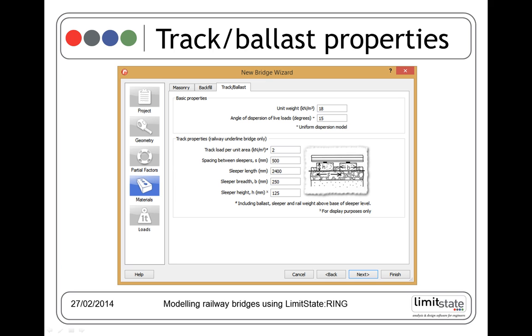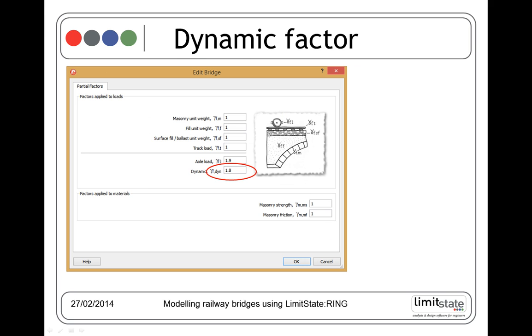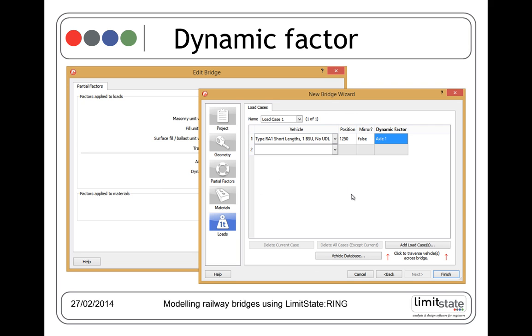Another area where there isn't yet agreement in the railways community internationally is dynamic effects. However, the software is flexible, so you can enter a dynamic factor, and that factor can be applied to only one axle, which is common in the UK, or it can be applied to all axles, which is more common internationally. Basically, it's a partial factors dialogue, which we'll see later, which allows you to specify what that is. And then for a given vehicle, you can specify which axle, or all axles if necessary, have that dynamic factor applied.